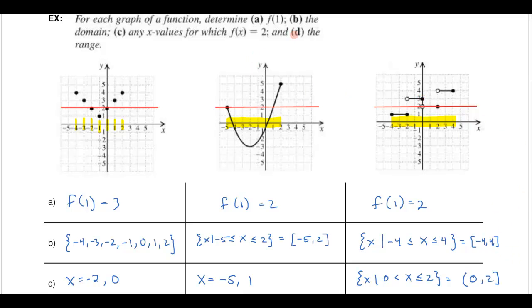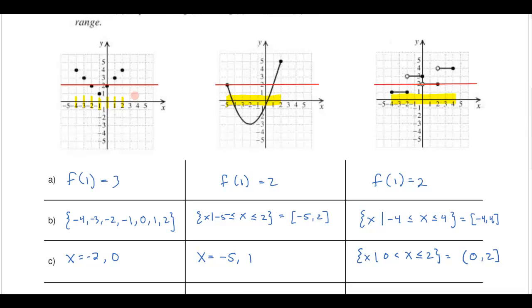Okay, the last thing it asks for is the range. So the range is the y value. So you just do the same thing I did down here with the yellow, just do that in terms of the y values up here. Notice there are no y values for any of these. The only y value that's hit is this one. There's one right here, and right here there are actually 2 x values that have that y value.